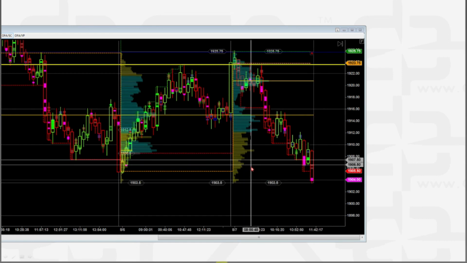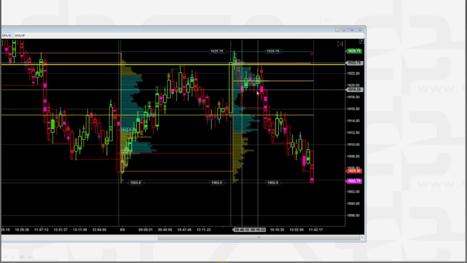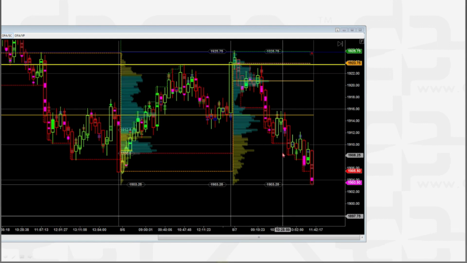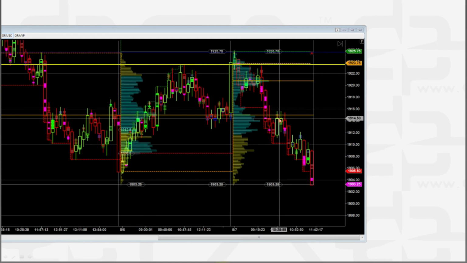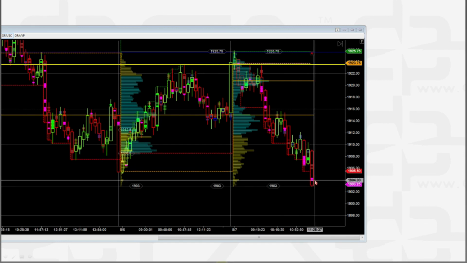So I'm going to take this, I'm going to say, if we open up in this range, this is what I'm going to do. If we open up in this range, this is what I'm going to do. If we open up lower, this is what I'm going to do based on this information. And then tomorrow morning, we're going to come and update that based on the overnight session.